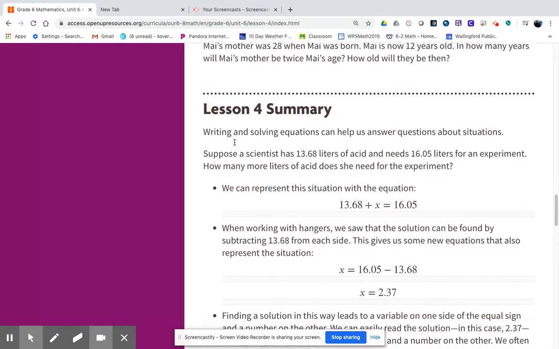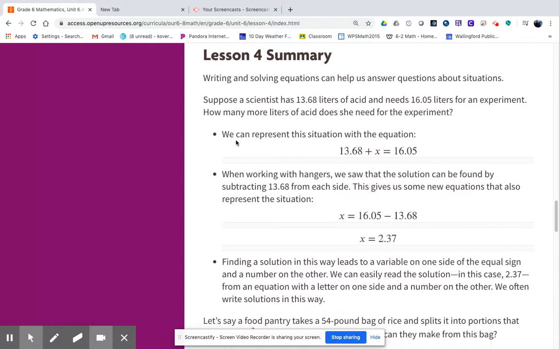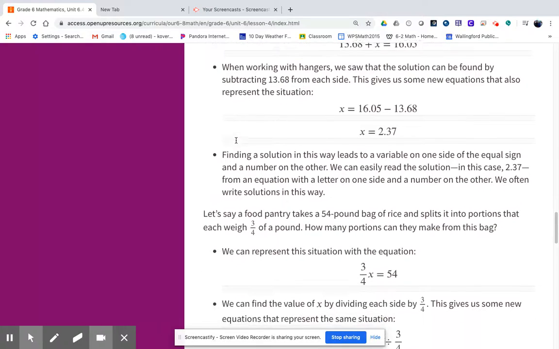And as always, I'm going to ask you to carefully read through the lesson summary, making sure it makes sense to you. If it doesn't, shoot me an email or a text, and we can address those questions.